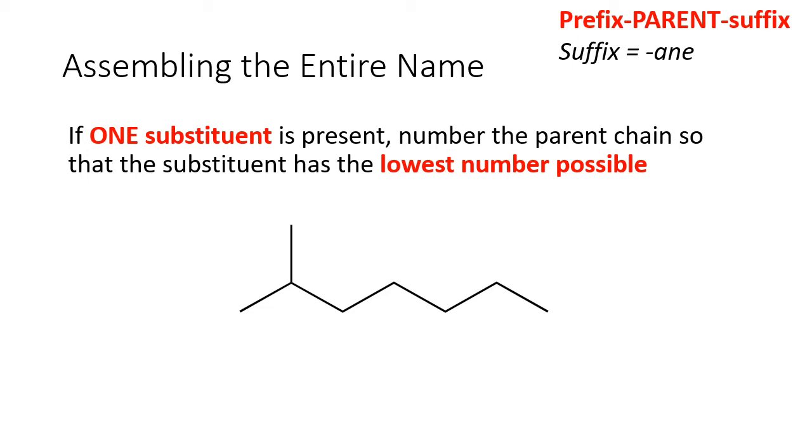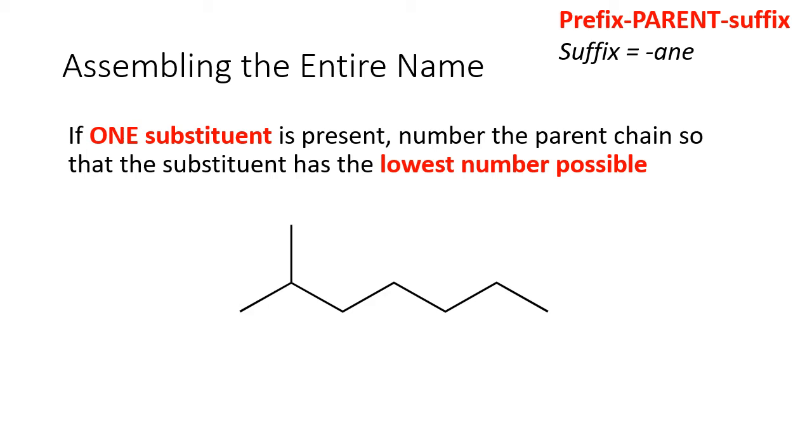All right, so let's try putting together a full name using everything we've talked about so far, including parent chains and substituents. The next thing we've got to add to that is how you number your parent chain. Like what direction do you start in? If you only have one substituent present, it's fairly easy. You give that substituent the lowest number possible.